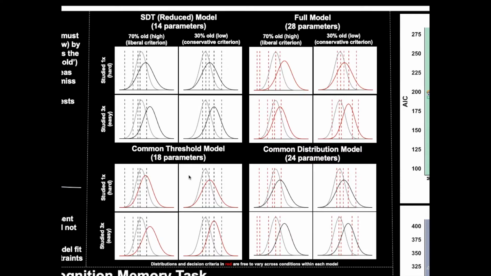We then used less constrained models, which included the common threshold model, where the decision criteria remained fixed, but the distributions were allowed to vary across the criterion conditions. We used a common distribution model, where the distributions were fixed across criterion conditions, but the criterion could differ across discriminability conditions. And finally, we used a full model where both decision criteria and distributions could vary across each other.